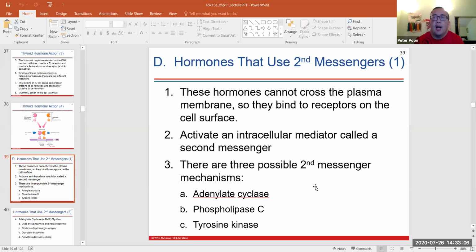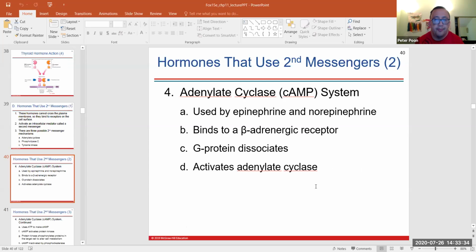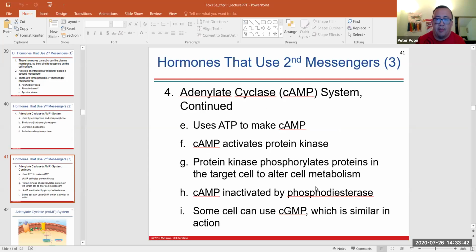If you can't cross the phospholipid bilayer, you can't cross into the cell. And therefore, you need a second messenger to send the code into the cell. So you need a small intracellular messenger that is either calcium, or cyclic AMP, or some other thing I can't remember.